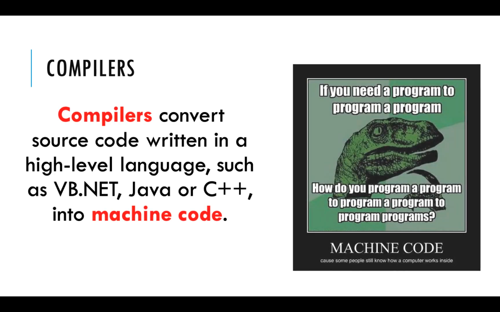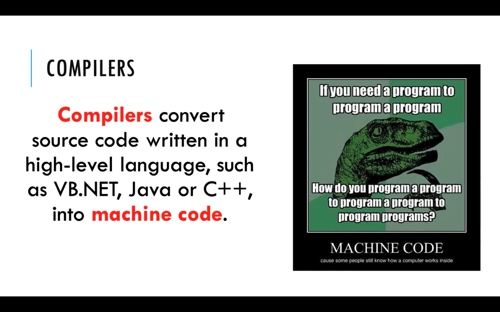Compilers convert source code written in a high-level language such as VB.NET, Java, C, C#, C++, etc. into machine code. But at some point, if you need a program to program a program, how do you program a program to program a program to program programs? Well, the answer is machine code.